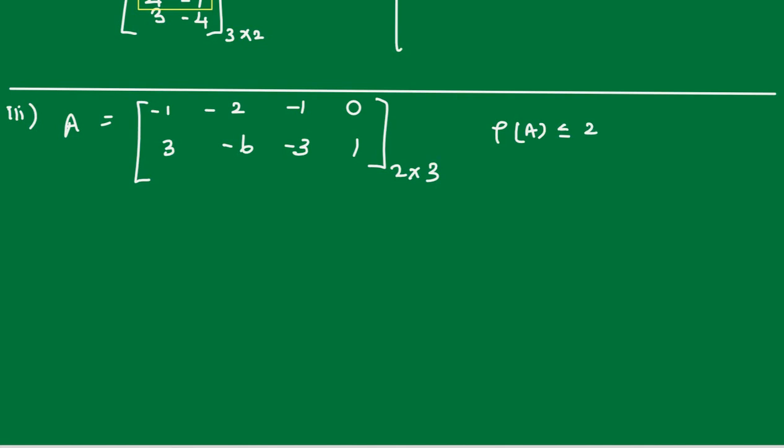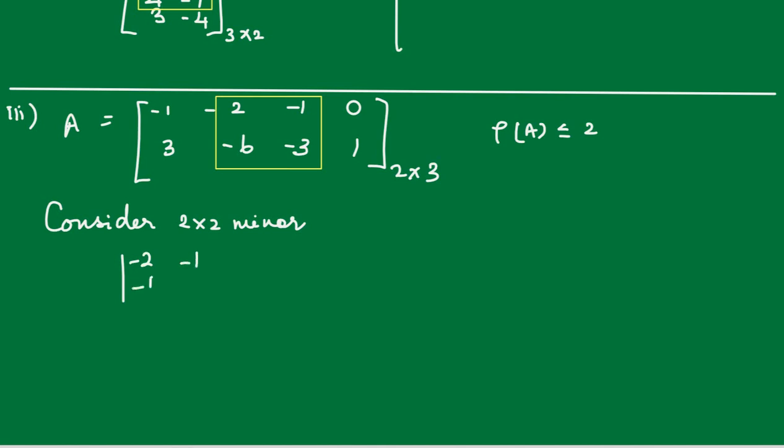So, I consider a 2 cross 2 minor here. Consider any 2 cross 2 minor. For example, I take the 2 cross 2 minor here. The minor is minus 2, minus 1, minus 6, minus 3. The value of the minor will be 6 minus 6, which is equal to 0.